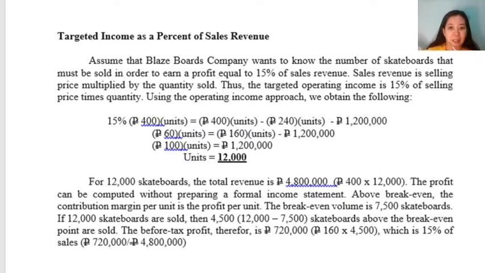So that is 720,000, which is equivalent to 15% of the sales. You just divide it by 4.8 million. So indeed, 12,000 unit skateboards sold will give the company the 15% target income.